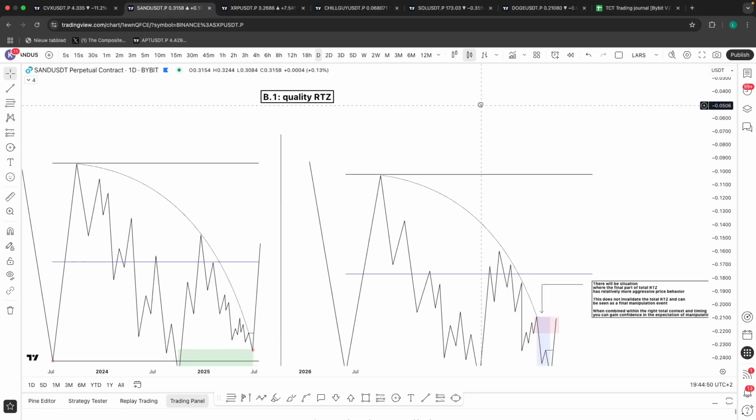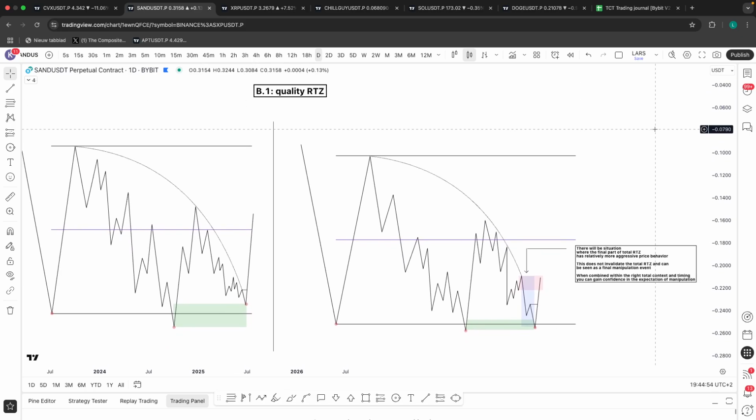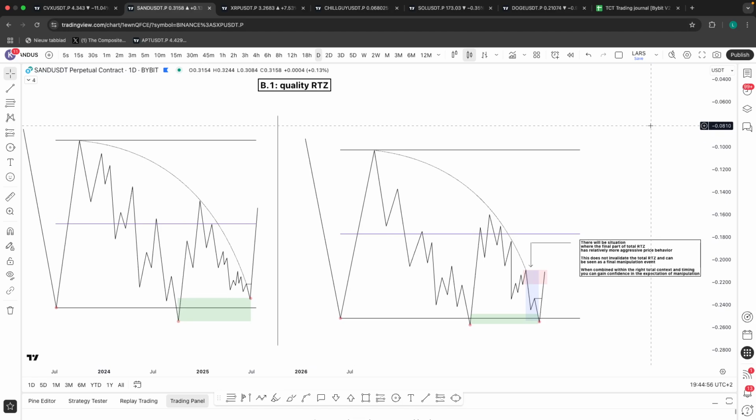So, starting off with the quality return to zone. Obviously, we have already elaborated on being able to identify high probability ranges using that return to zone. But when focusing specifically on an actual TCT schematic, there are a few key details I want to dive a bit deeper into regarding using that return to zone to our advantage.